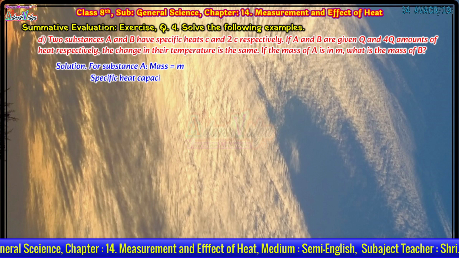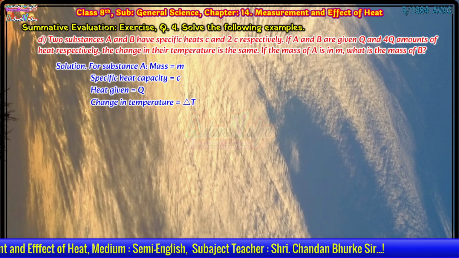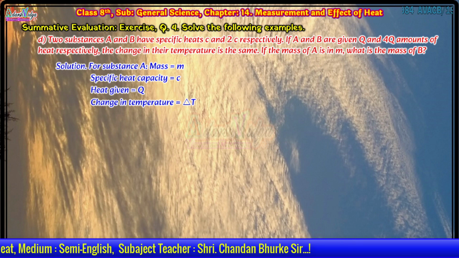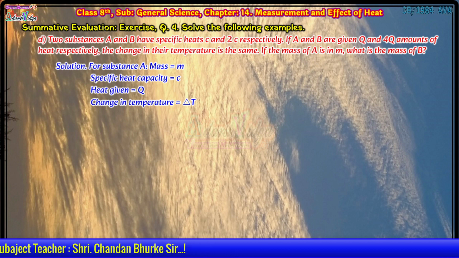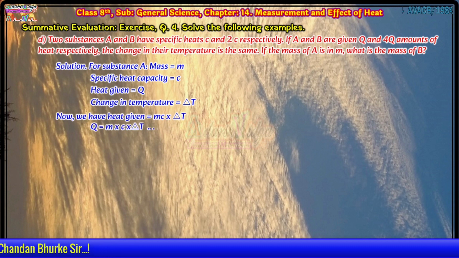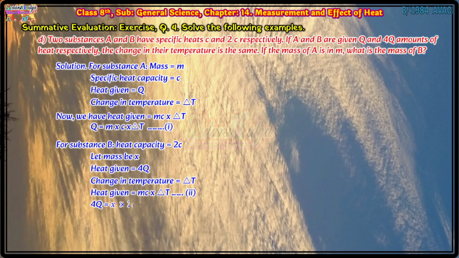Solution. For substance A, mass equals m. Specific heat capacity equals C. Heat given equals Q. Change in temperature equals ΔT. Now, we have heat given equals mcΔT. Q equals m × c × ΔT, equation 1. For substance B, specific heat capacity equals 2C.